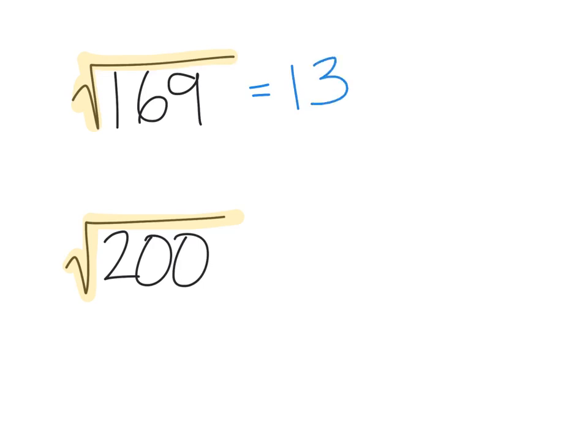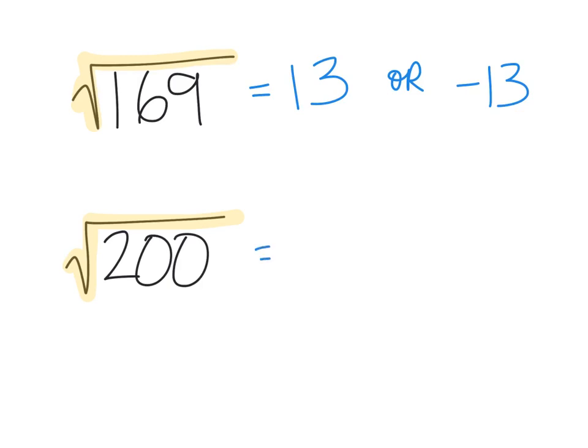But remember, even though your calculator gives you 13, there's another answer. The other answer is negative 13, because negative 13 times negative 13 will also equal positive 169. Go ahead and try this next one.